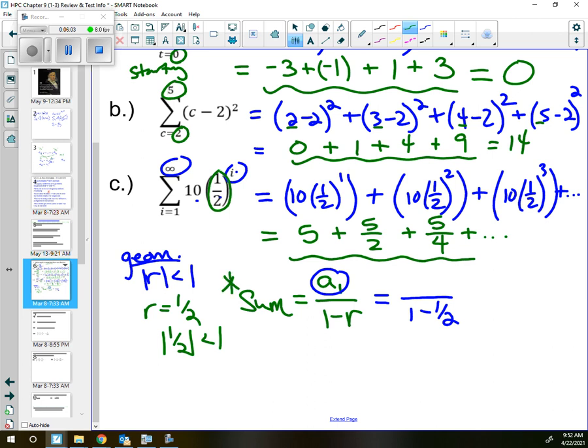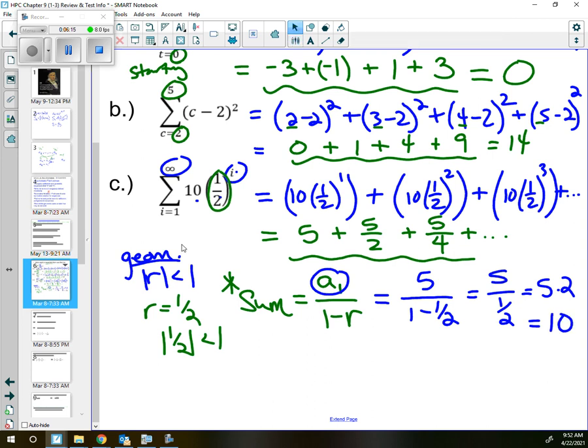So I have my a1 now, that's 5. So I can actually calculate the sum. So 5 divided by 1/2. And remember, dividing by a fraction is the same as multiplying by the reciprocal, so it looks like my sum would be 10. So the only kind of infinite sum, remember, that you can do is infinite geometric with a ratio less than 1. If it was bigger than 1, I wouldn't be able to calculate that sum.